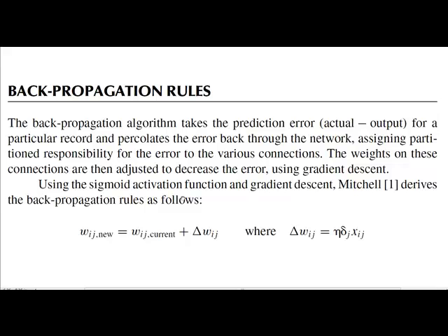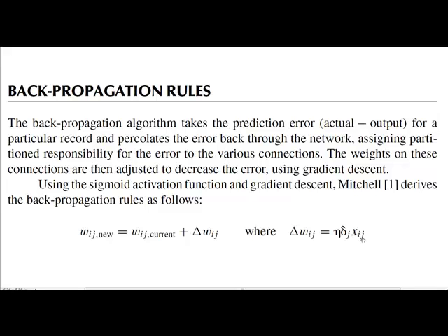So using the sigmoid activation function and gradient descent, Mitchell derives the backpropagation rules as follows. We were talking about how to adjust the weights, and we're talking about each weight, so we list them as Wij. We take Wij, the current value, and we change it by some amount, and we get the new value. And how much is this? Delta Wij is equal to eta delta sub j and xij.